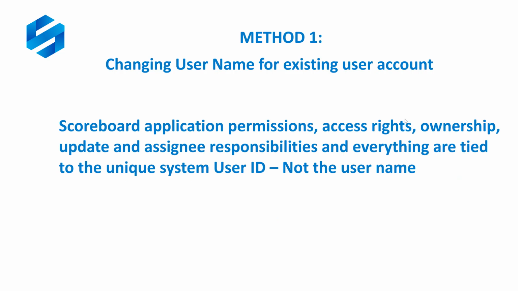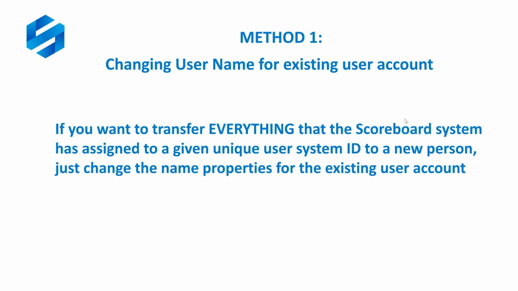The Scoreboard application permissions, access rights, ownership, update and assignee responsibilities, and really everything are tied to the unique system user ID, not the username. If, when you change users, you want to transfer everything that the Scoreboard system has assigned to a given unique user system ID to a new person, you can just change the name properties for an existing user account.